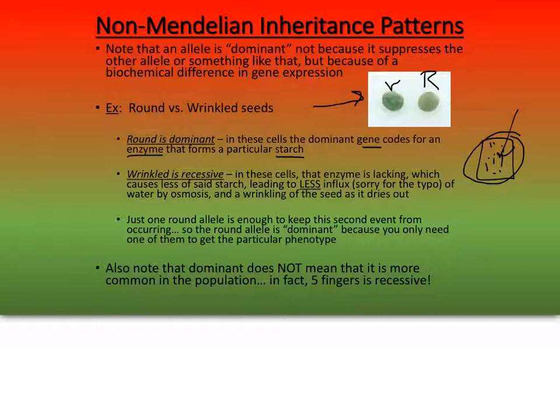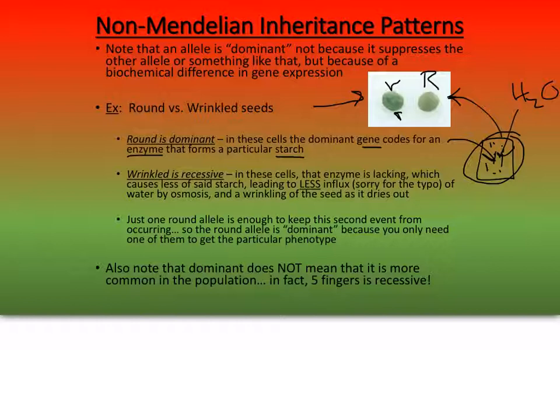So if you have the dominant allele, you make that sugar that's in there, water rushes in, and you end up being round. The seed is taut, right? If you have the other allele, you don't make the sugar. The sugar's not in the cell at high concentration. Water does not rush into the cells, and you're wrinkled and shrivelly.